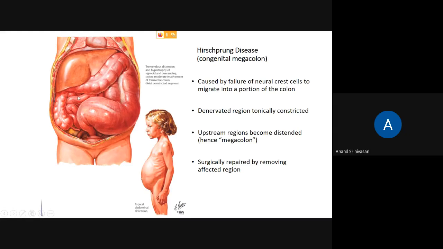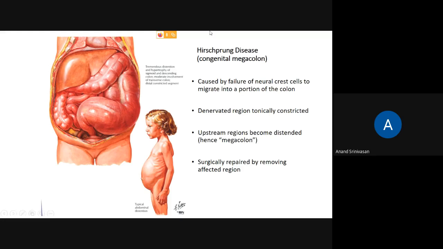Now, this is another condition which must have been already taught to you. Hirschsprung disease, or it is also called congenital megacolon. Why is it called congenital megacolon? You know that the large intestine has its own nerve supply, the myenteric plexus, in the outermost layer of the large intestine. This myenteric plexus helps in peristalsis.